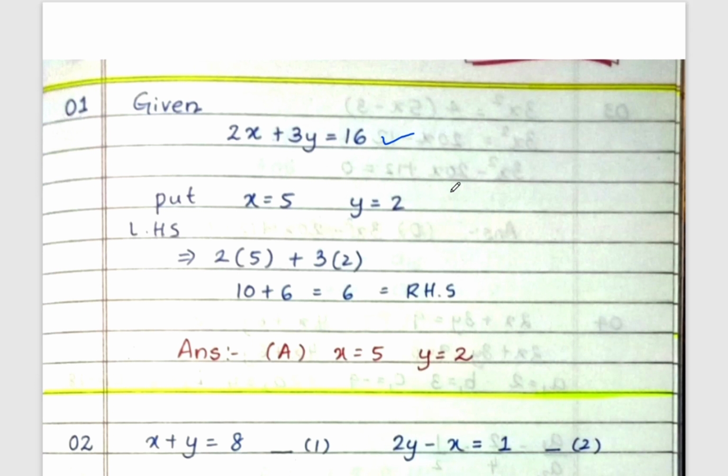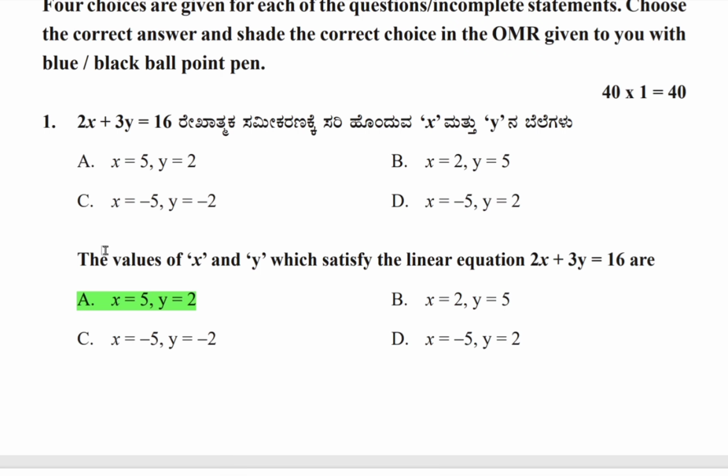Now I'll substitute the value x equals 5 and y equals 2 in the above equation. We get 2 times 5 plus 3 times 2. We get 10 plus 6 equals 16, which is equal to RHS. Therefore, the correct answer is option A, x equals 5 and y equals 2.